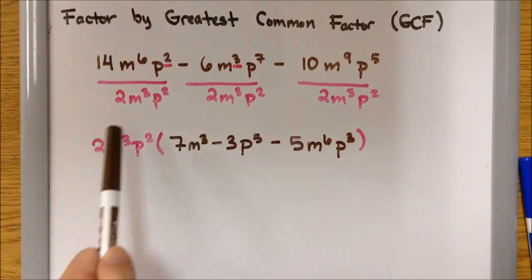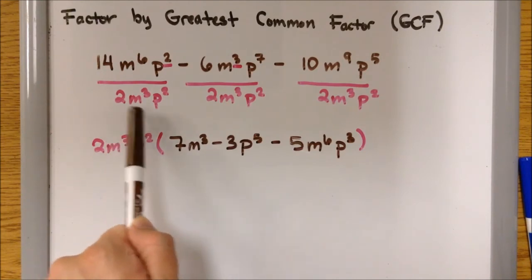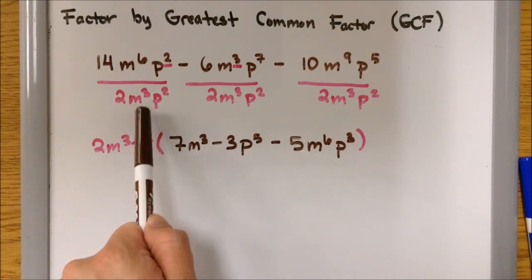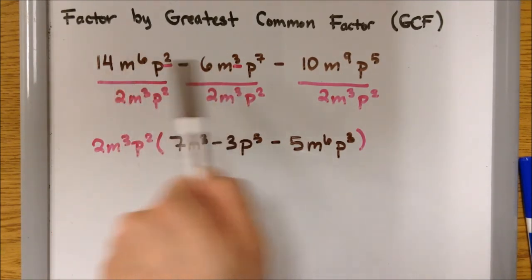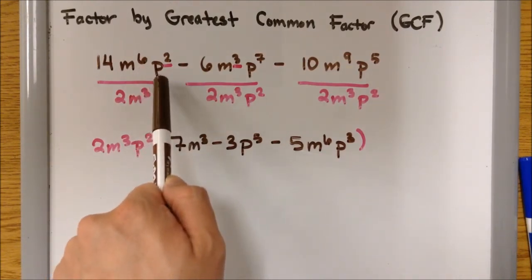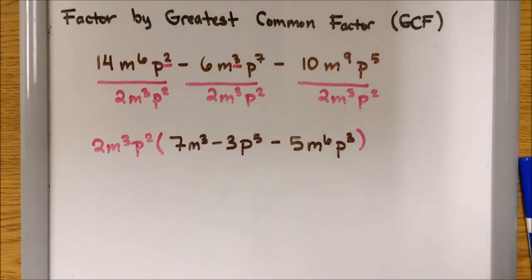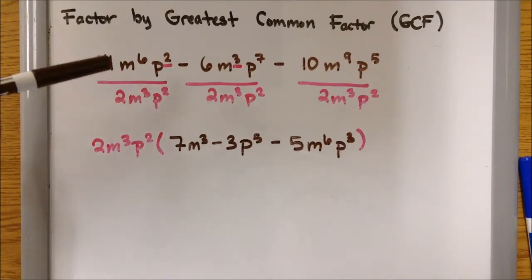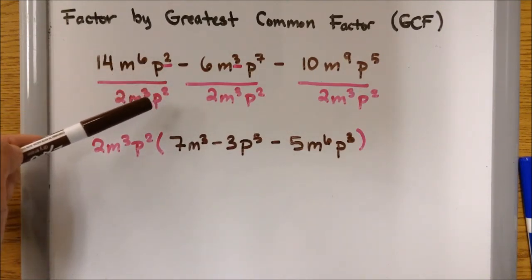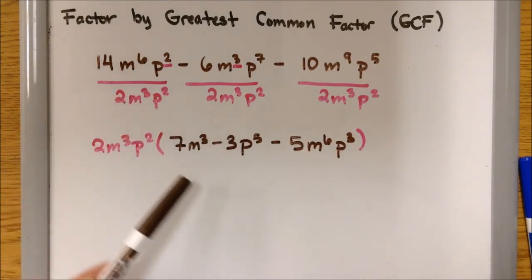To review, we factored out our common factor 2m to the third p squared on each term. The reason I chose m to the third was because it's the lowest exponent for each m. I chose squared for the p's because that was the lowest exponent from all the p's. Now, when I'm dividing, 14 divided by 2 was 7. m to the 6th divided by m to the third is m to the third, 6 minus 3. p squared divided by p squared just becomes 1. That's why I only have 7m to the third.